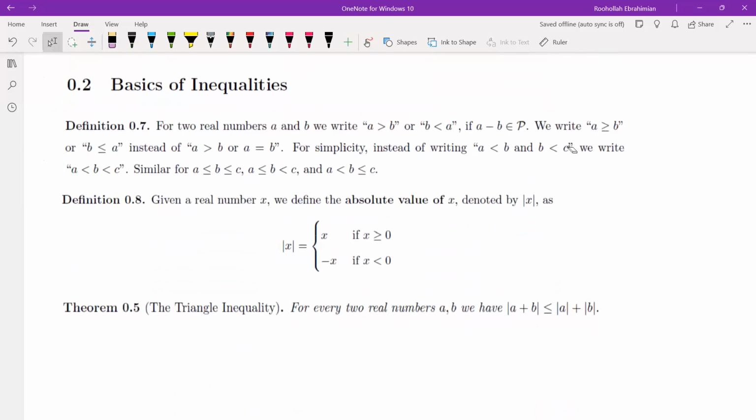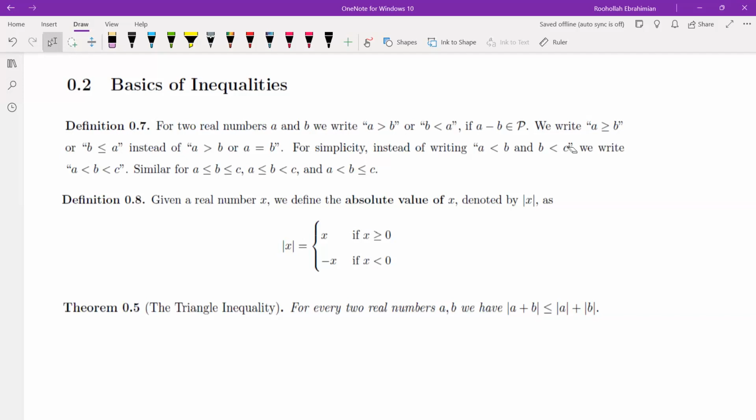As I said, before we can get started with the main material, we also need to talk about some of the basic properties of real numbers. The next set of tools that we're going to build is inequalities. The basics of inequalities rely on positive numbers, or the positivity axiom.